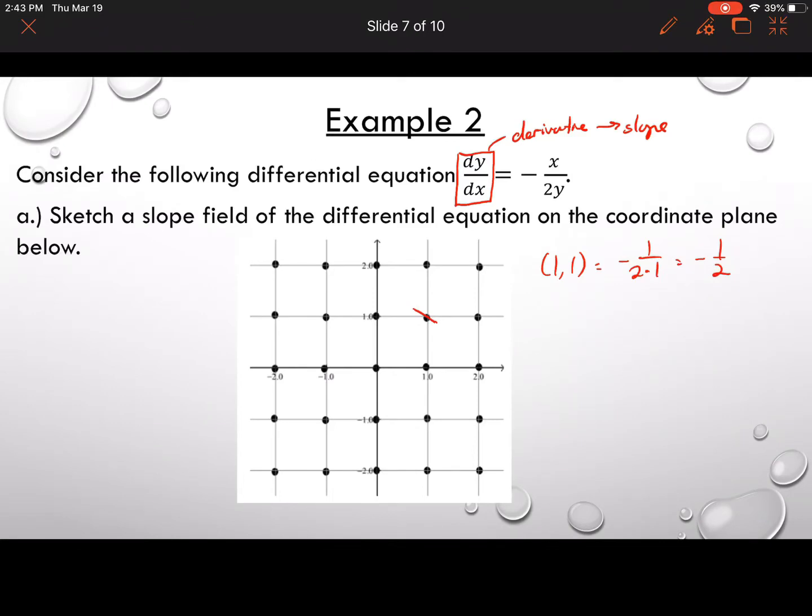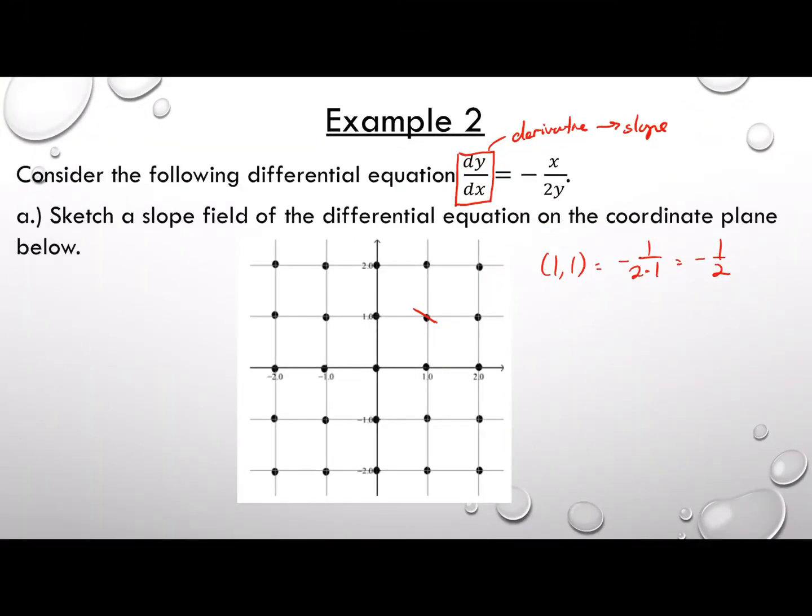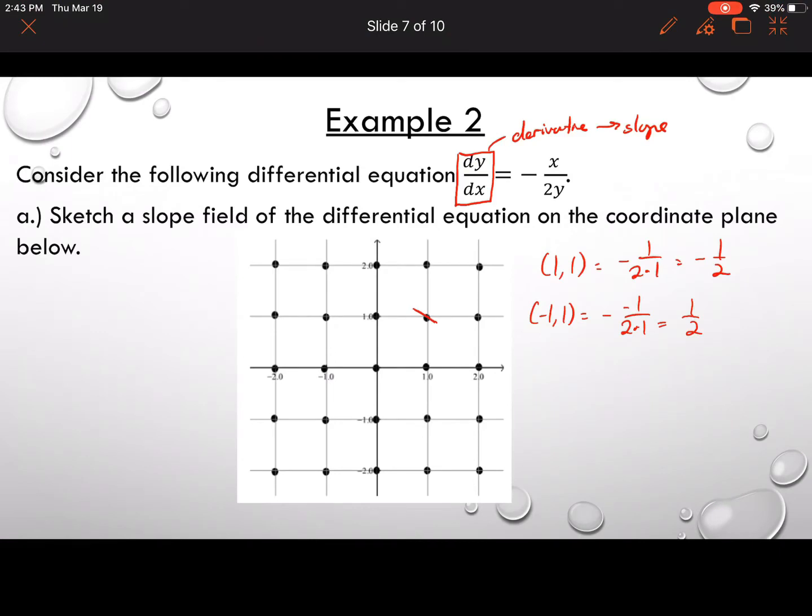We did (1, 1). Let's also do (-1, 1). So negative 1 is the x value, so negative 1, negative 1. 1 is the y value, so 2 times 1. The negatives cancel out, so 1 over 2. So now we have positive 1/2. Positive 1/2 is going to be just as steep as our initial point. It's just going to be in the positive direction, so it's going to be going upwards. So at (-1, 1), we're probably going to have a slope that looks something like that. That's going to be the slope at (-1, 1). Once again, positive direction this time since the negatives canceled out. Okay, so that's what you would do for each of these points in a problem like this.